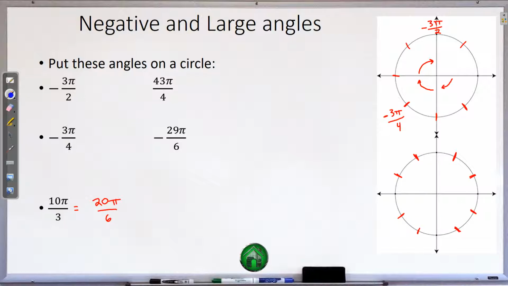All right. And now I just have to count 20 of them, and it's not negative, so I'm again going to go this direction. So here's 1, 2, 3, 4, 5, 6, 7, 8, 9, 10, 11. So that brought me to 12. I'm still not to 20, so I have to keep going. So 12, 13, 14, 15, 16, 17, 18, 19, 20 lands me right here. This is 20 pi over 6.